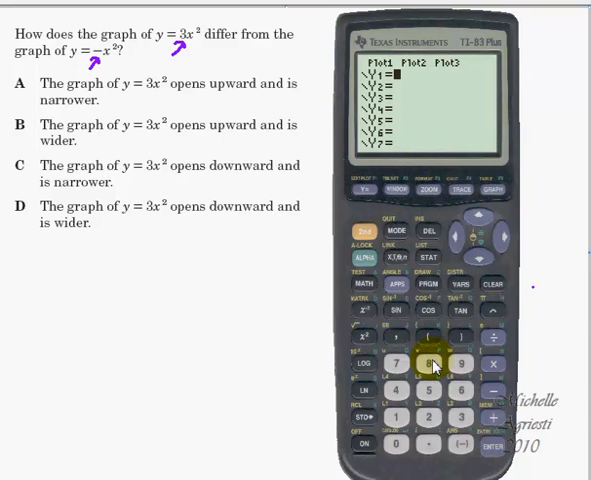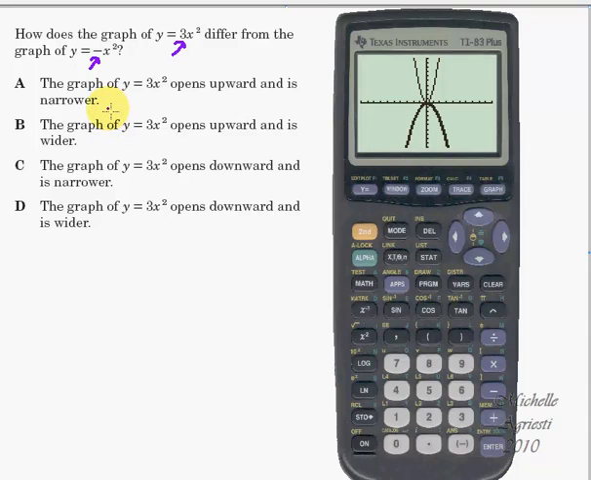Okay, let's put in 3x squared, and then let's put in negative x squared. Whoops, forgot the x. And I want this one to be darker, so I will go over here and make this one a thick line. So there's our first one and there's our second one. So the thick one is the negative x squared and the thin one is the 3x squared.